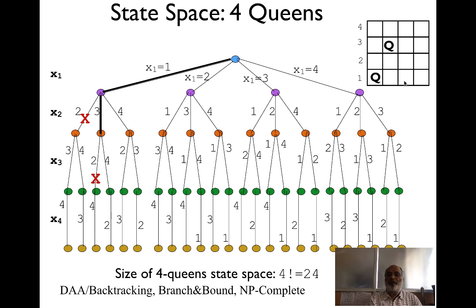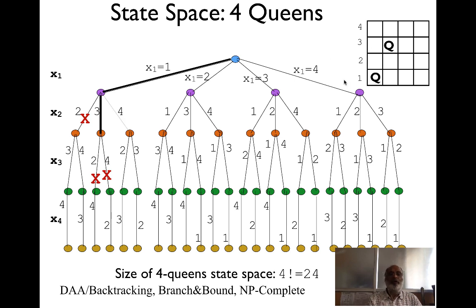The next possibility for x3 is value 4. If you put in value 4, again this position is attacked by the queen in column 2, so we can't even put it. That means both these positions are not possible. So we backtrack and go to x2, where the next possibility is 4.